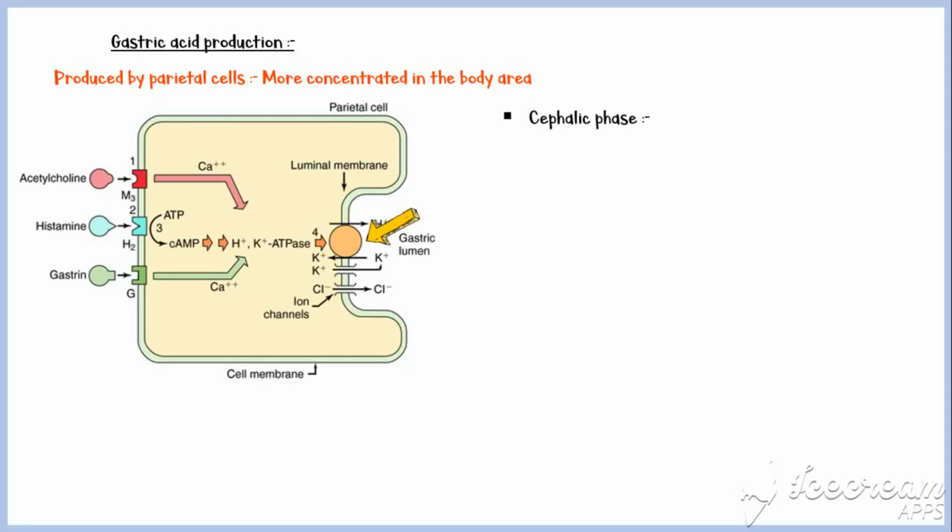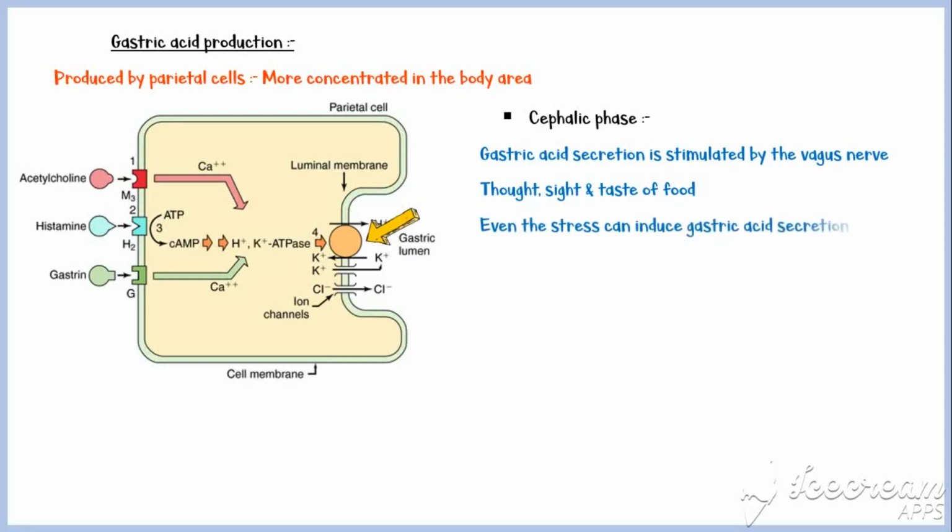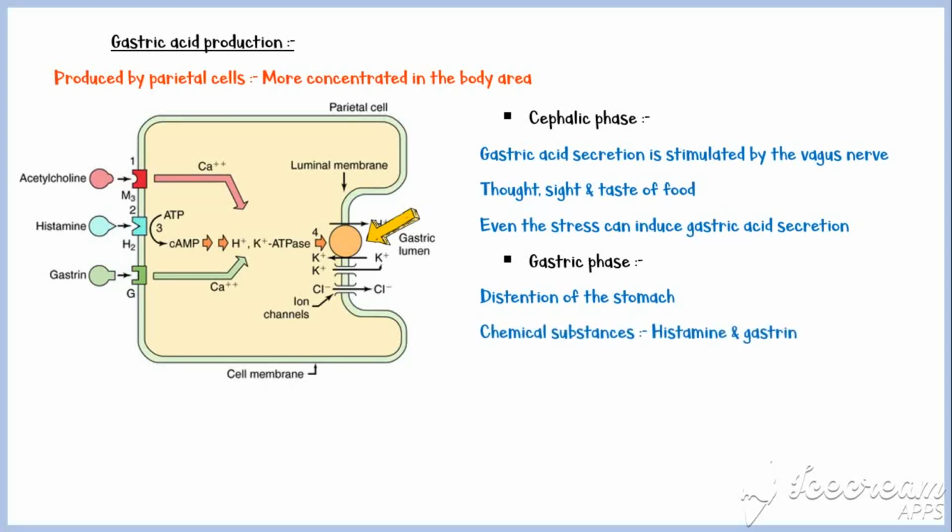During the cephalic phase of food digestion, gastric acid secretion is stimulated by the vagus nerve. Acetylcholine is the neurotransmitter involved. Thought, sight, and taste of food are the triggering factors in this phase. And even stress can induce gastric acid secretion in this phase. During the gastric phase, distension of the stomach and chemical substances such as histamine and gastrin induce gastric acid secretion.